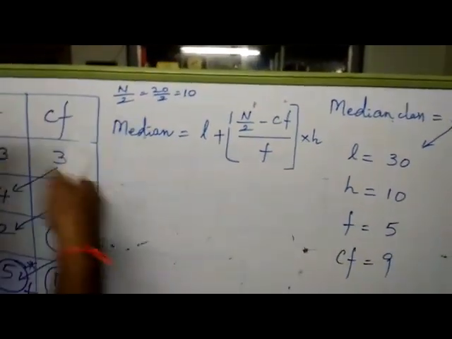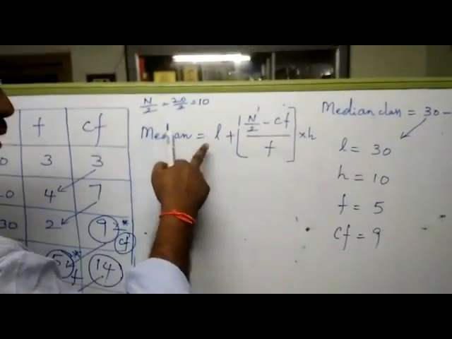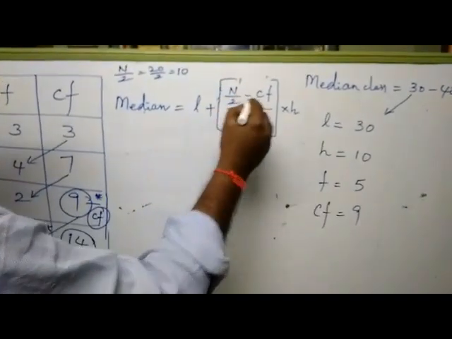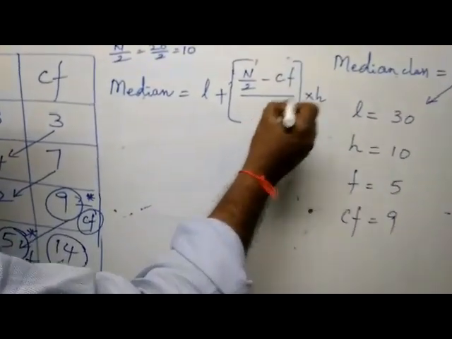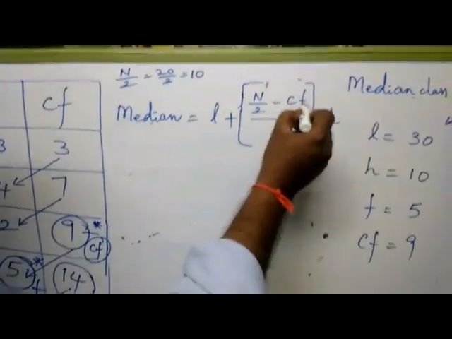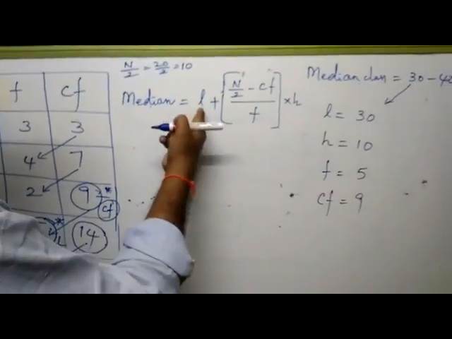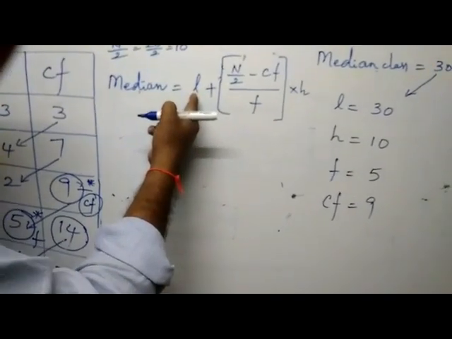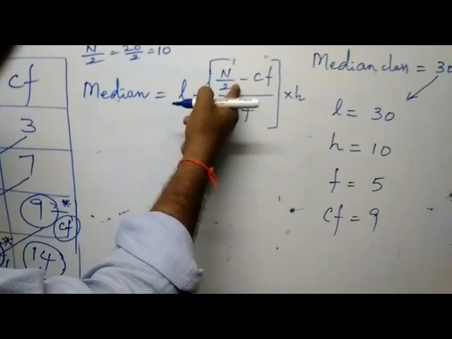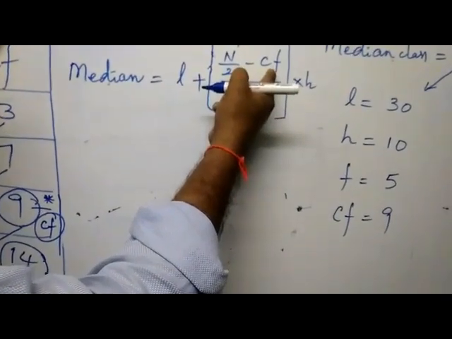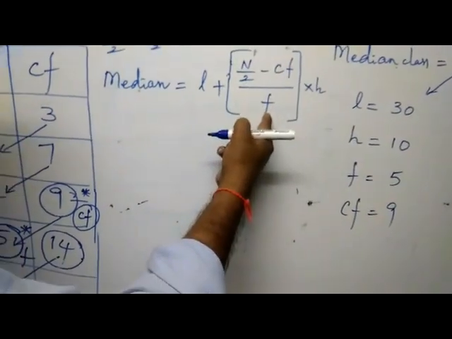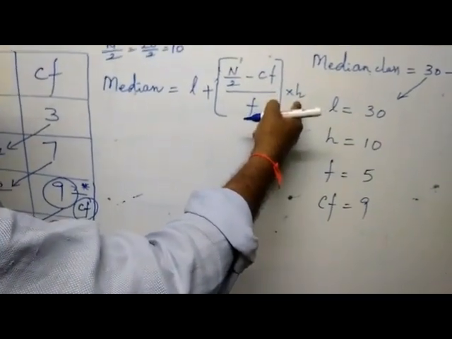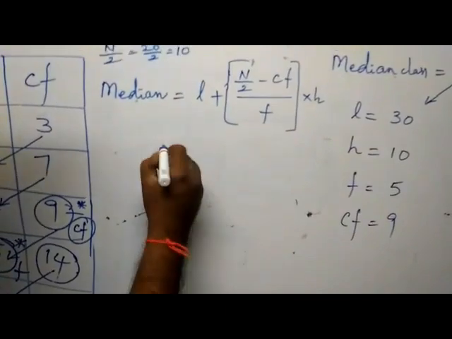Once again, the median formula. Median is equal to L plus (N by 2 minus CF) by f, into H. L is the lower limit of the median class. N by 2 is the sum of the frequencies by 2. CF already said. f is the frequency of the median class. H is the class size.